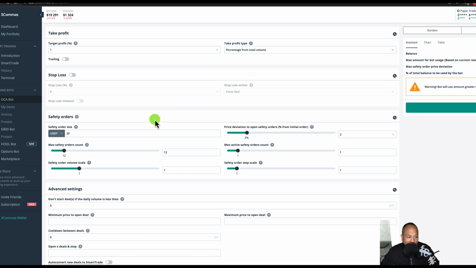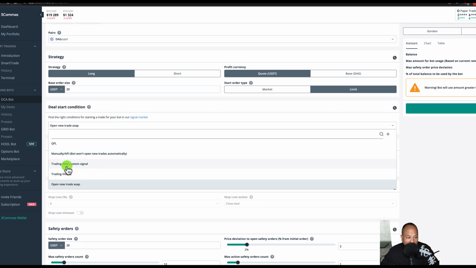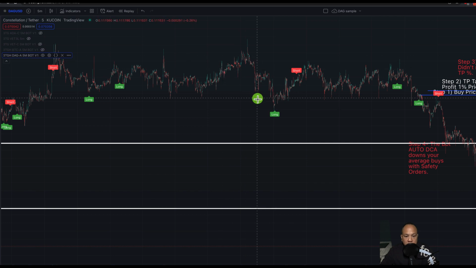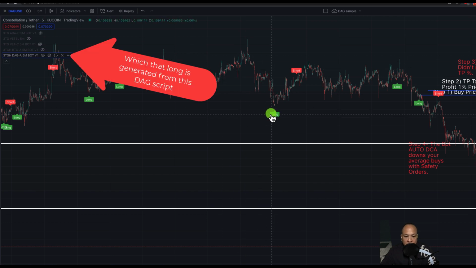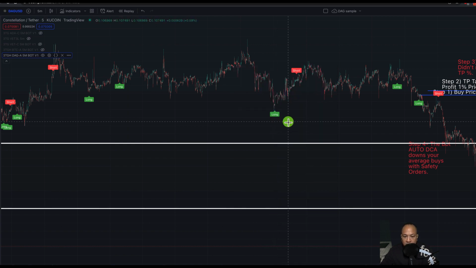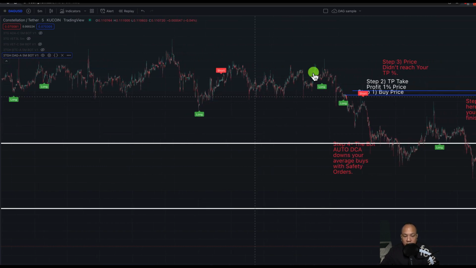Okay, so you come over here and you get a TradingView custom signal. So your deal start condition is a TradingView custom signal, and that TradingView custom signal comes from this long. Every time this pops up, when it detects it, it sends a trigger. It fires back to 3Commas very fast through this webhook URL, because the message fired, and that's how it happens. It'll start automatically, and it'll auto-fill everything for you.